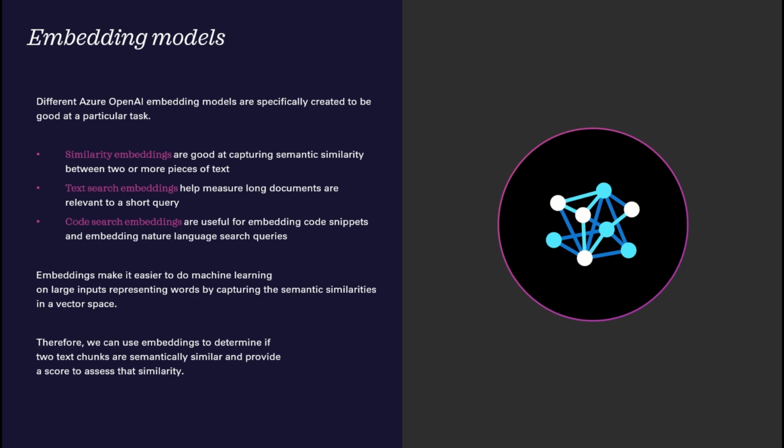And how do we make these embeddings? We have embedding models. There are different Azure OpenAI embedding models that can create these embeddings, which are good at particular tasks. First, we have similarity embeddings, which are good at capturing semantic similarity between two or more pieces of text. We have text search embeddings, which help measure how relevant long documents are to a shorter query. We have code search embeddings, which are useful for embedding code snippets and natural language queries such as SQL. Embeddings make it easier to do machine learning on larger inputs, representing words by capturing the semantic similarities in a vector space in that numerical form. Therefore, we can use embeddings to determine if two chunks of text are semantically similar and provide a score that assesses that similarity.